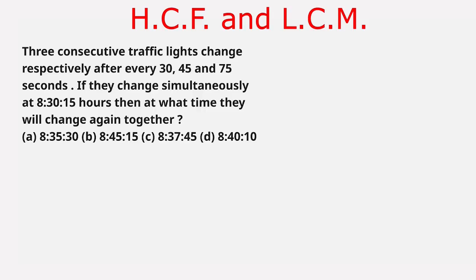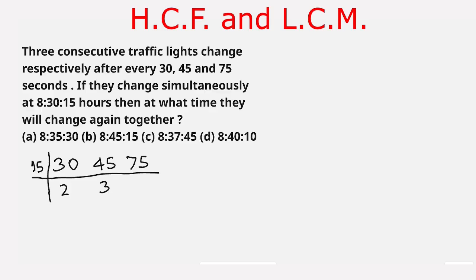We have to first find the LCM of 30, 45 and 75 seconds. We find the LCM by common division method. 15 is common to all these numbers, so we divide it by 15. 15 times 2 is 30. 15 times 3 is 45. 15 times 5 is 75. Now the numbers 2, 3 and 5 don't have any common divisor.